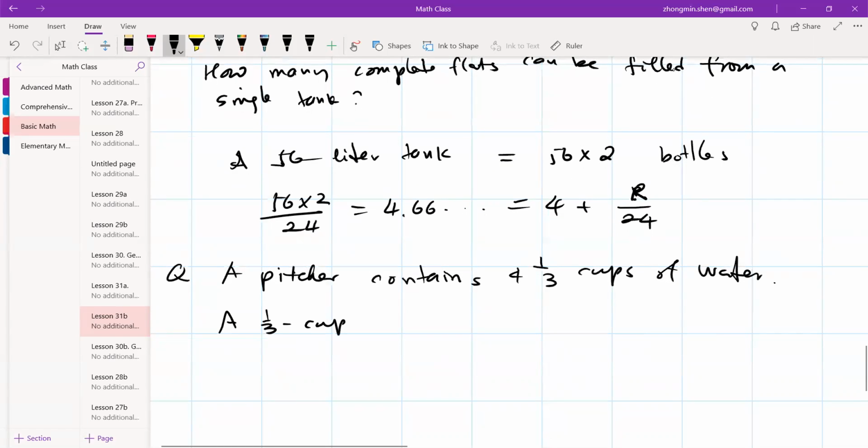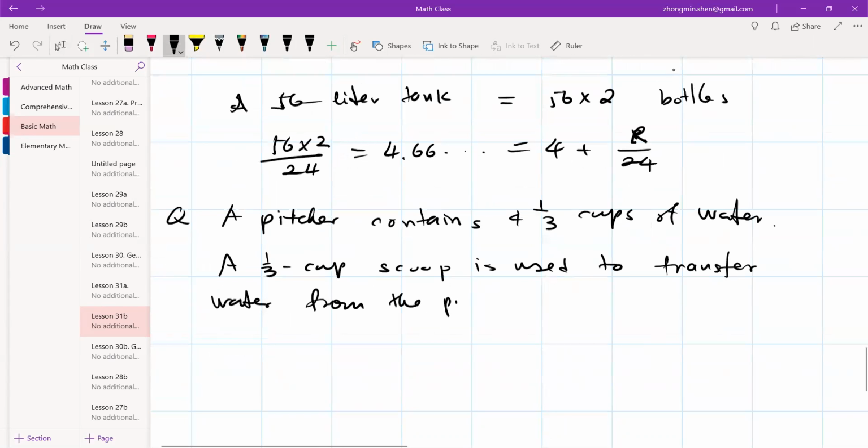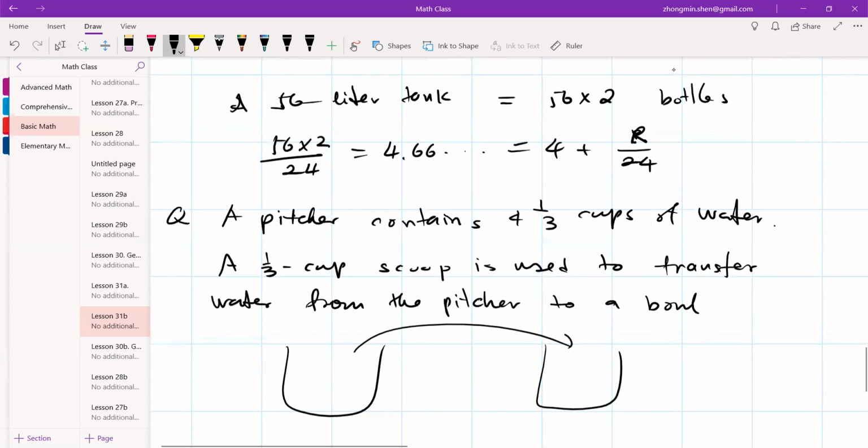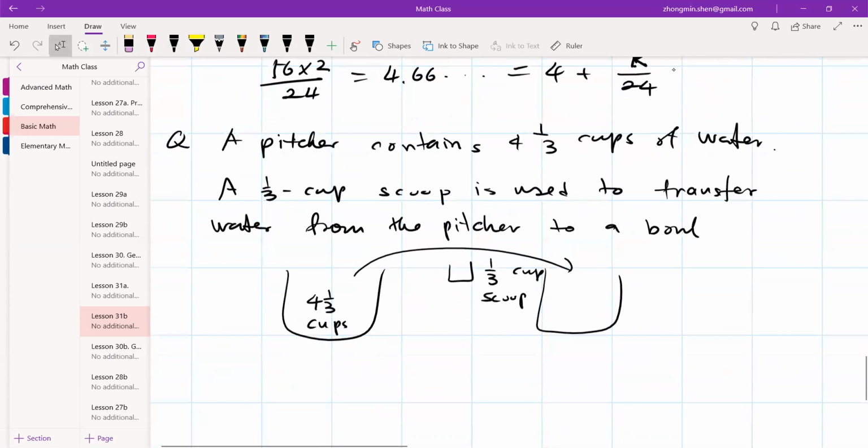A 1/3 cup scoop is used to transfer water from the pitcher to a bowl. Okay, so just one container into another, from here to here. Okay, so in total you have this much water, and you use a 1/3 cup scoop to transfer the water. Yeah, right. That's the way you do it. The question is, how many scoops are needed until the bowl has more water than the pitcher?